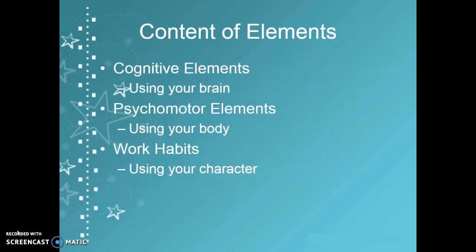The contents of elements. The elements have a broad range of behaviors that are categorized into three types. Cognitive elements, which is using the brain, such as recognizing tools and their uses, reading blueprints, or computing statistical equations. You have psychomotor elements, using your body, which is sensory and perception, like colors or sounds, carrying out simple to complex motor skills, like operating a drill. And you also have work habits, which is using your character. It's more motivational behavior, such as willingness to take on more work, make sure the job is done perfectly, and meeting deadlines.